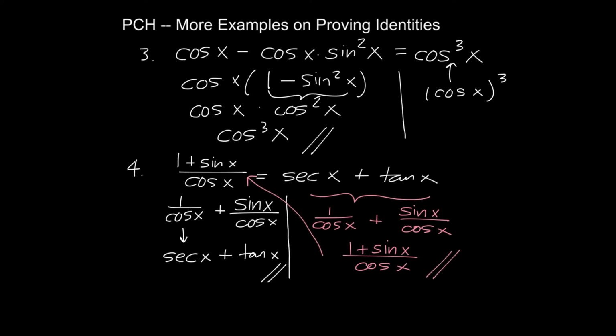So you could have worked with either side in this problem. One, the left-hand side, uses the idea of writing them as separate fractions. The other side, the right-hand side, uses the strategy of writing everything in terms of sine and cosine. Okay, let's go on to the next slide. All right, here is the next slide.